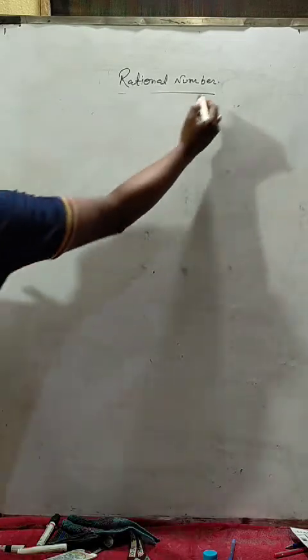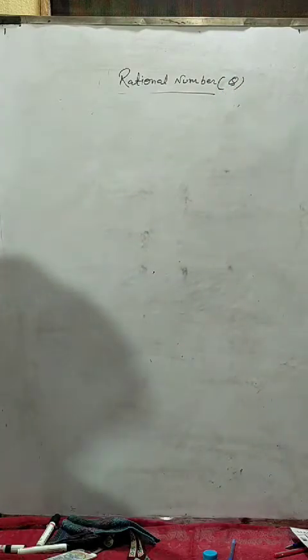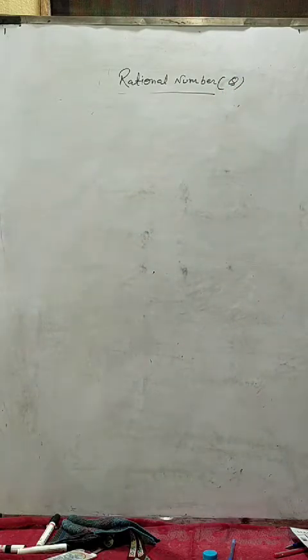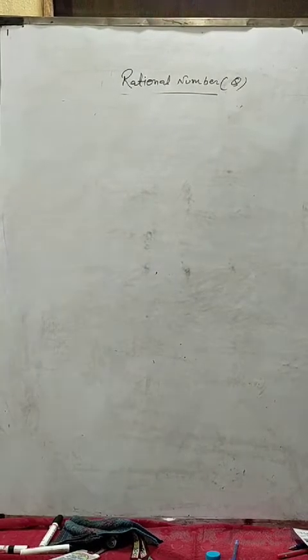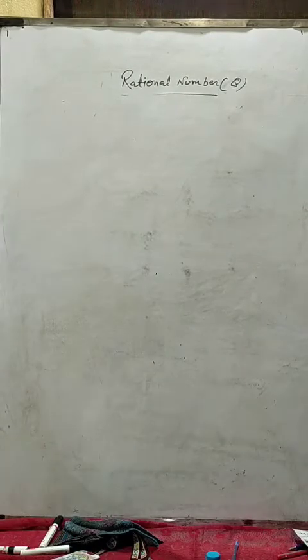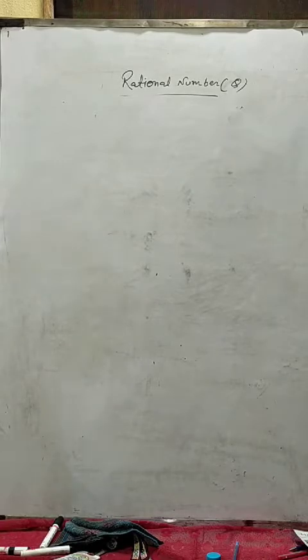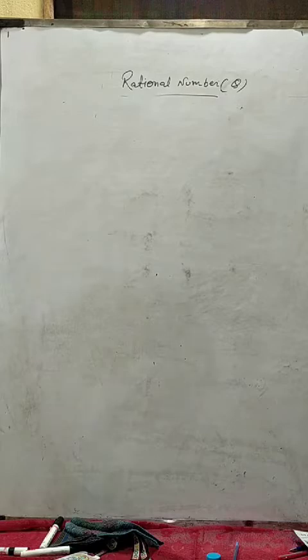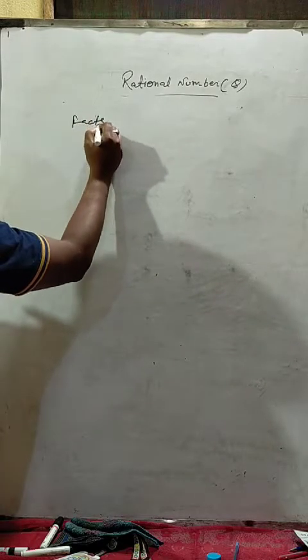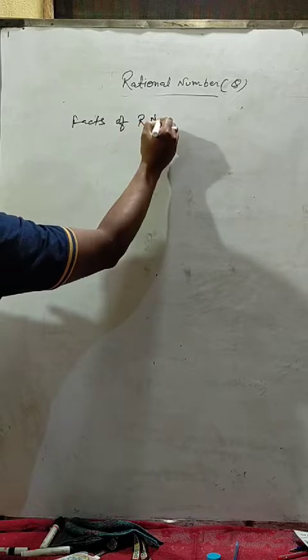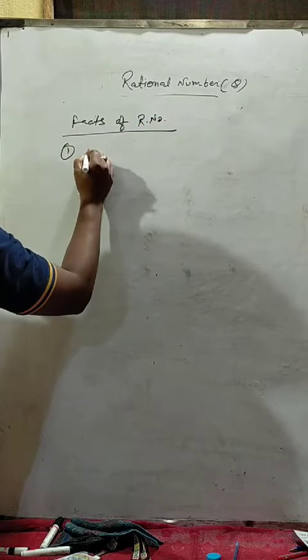A rational number is denoted by Q. Let's read some facts about rational numbers. The first fact is that every integer is a rational number, but all rational numbers are not integers.